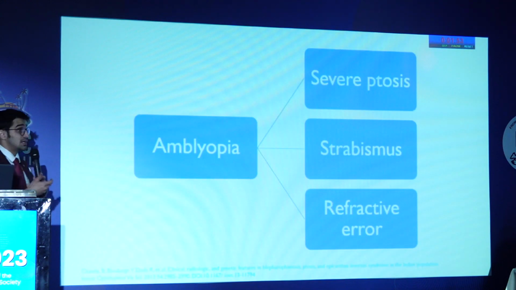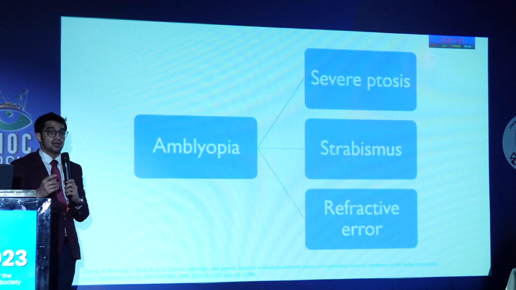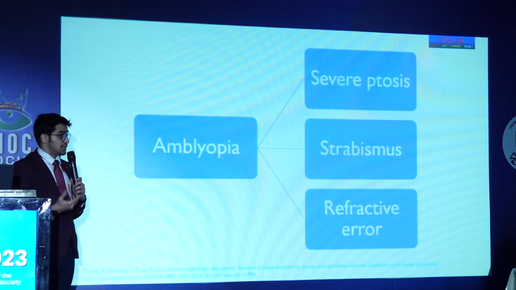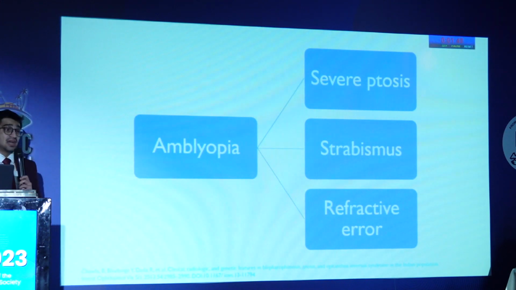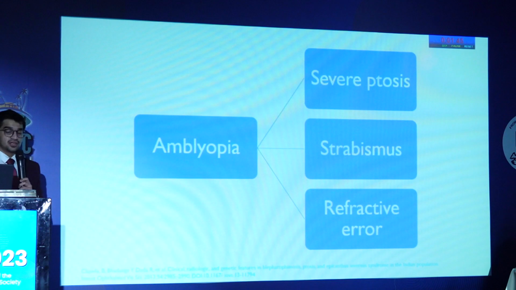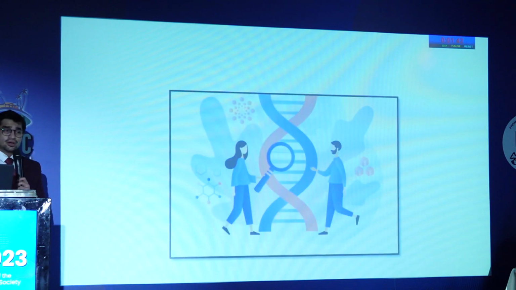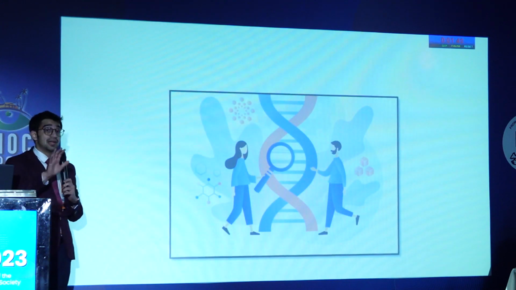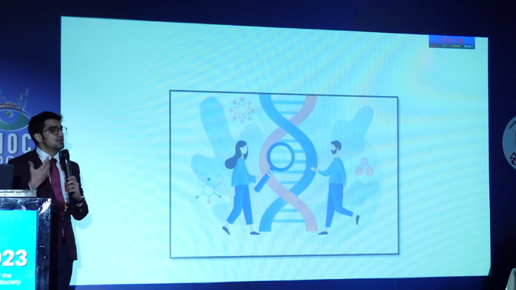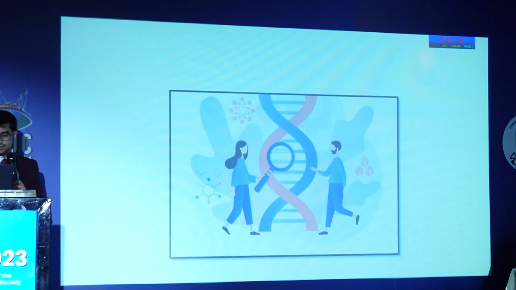However, as Amar grows up, we need to keep a lookout for amblyopia because of severe ptosis, because of strabismus and refractive error, both of which are associated with BPES. And also, if they're planning to have a second child, it is better to get a genetic evaluation done because they could be harboring the mutation.